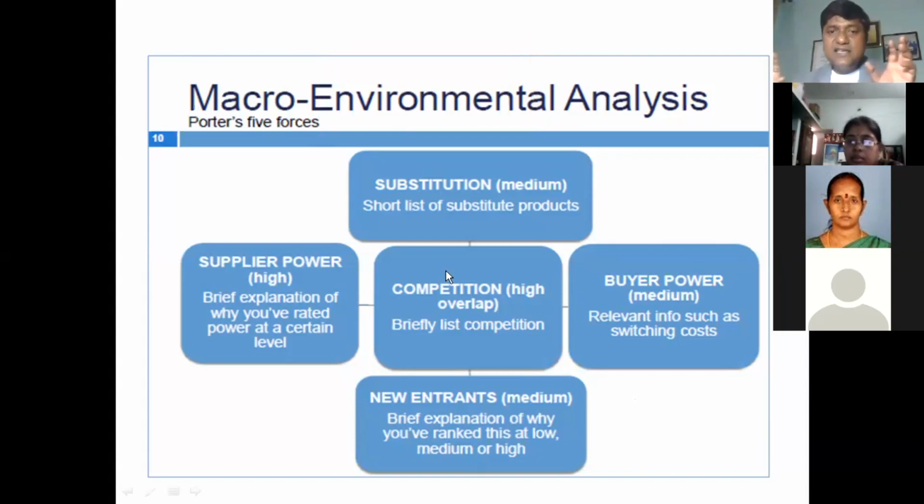I think these five forces, Porter's model, we need to analyze in detail with respect to that particular industry, because Porter's five forces analysis is done with respect to one company in a particular industry. Okay.